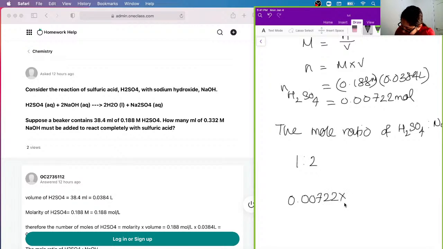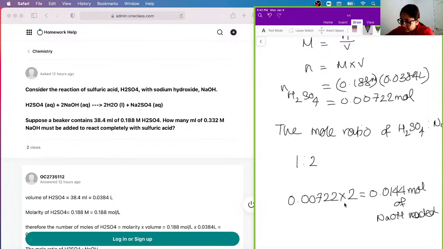And so therefore, the number of moles would be 0.00722 times 2, which is 0.0144 moles of NaOH that has reacted.